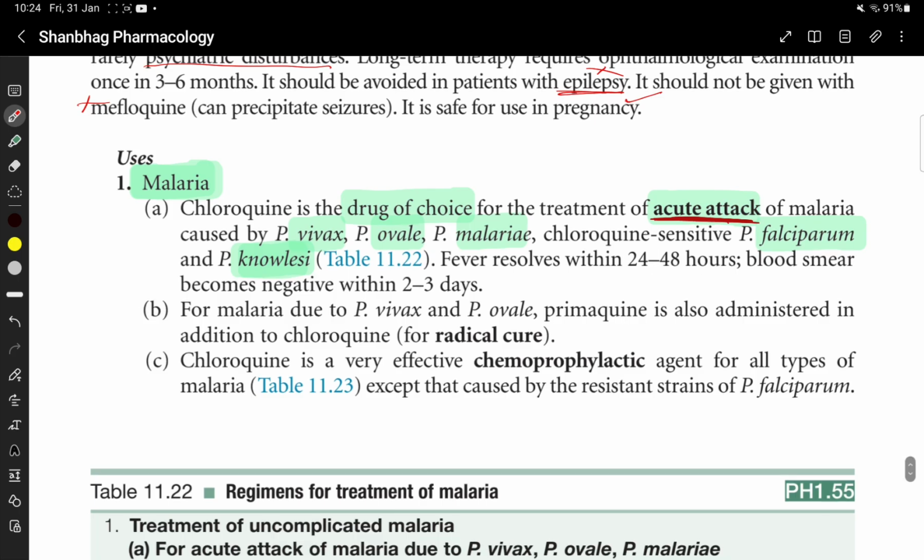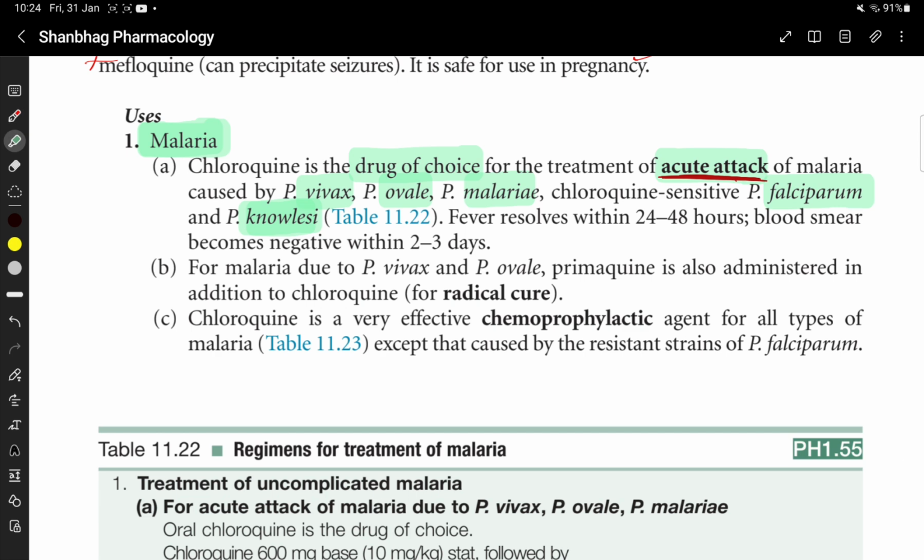For malaria due to Plasmodium vivax and Plasmodium ovale, primaquine is also administered in addition to chloroquine for radical cure. Chloroquine is a very effective chemoprophylactic agent for all types of malaria except those caused by resistant strains of Plasmodium falciparum.